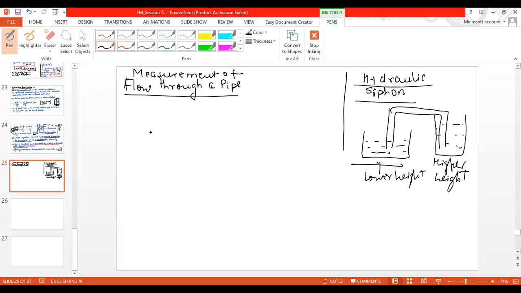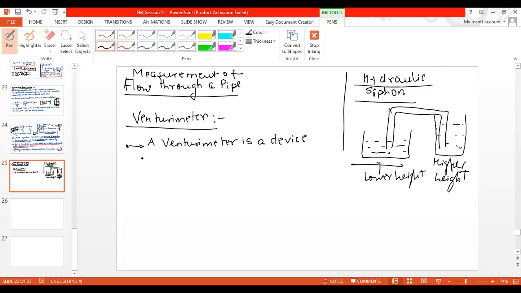Now let me discuss the Venturimeter. So first of all, what is a Venturimeter? A Venturimeter is a device used to measure, very simple, the flow rate through a pipe, nothing else. Okay. So we use a Venturimeter for this purpose.